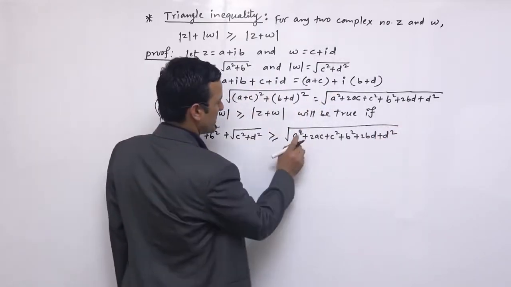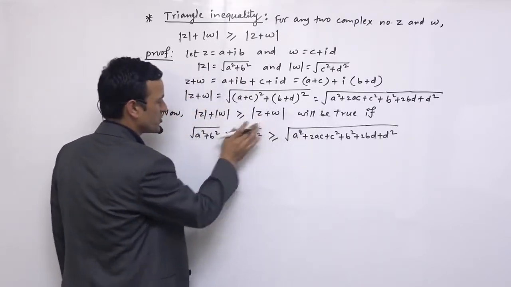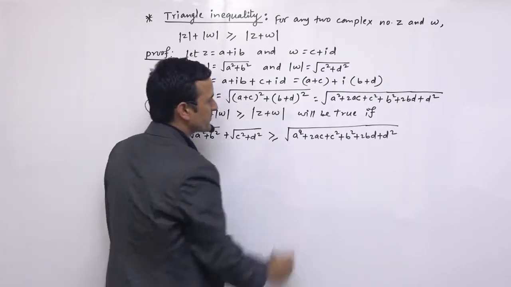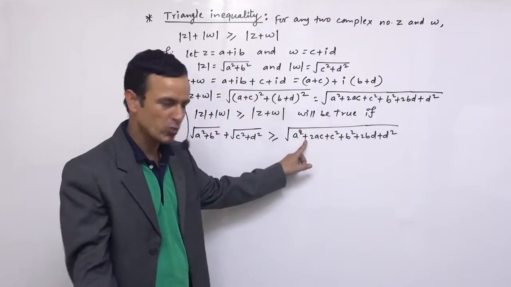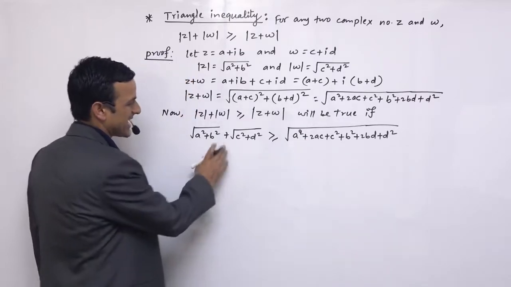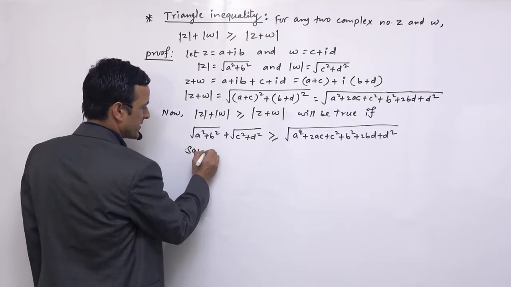So this is the step obtained from substituting the value. If this statement is true, then this statement also becomes true. Now we can solve it by squaring both sides.